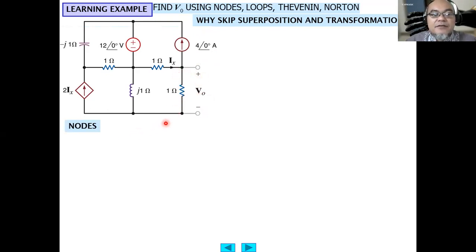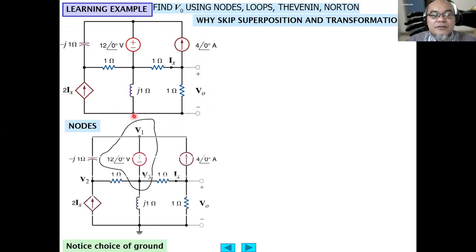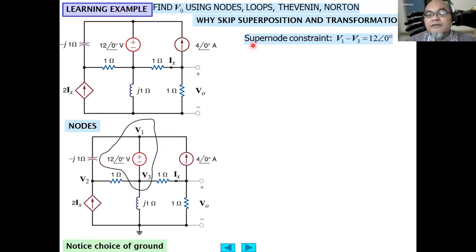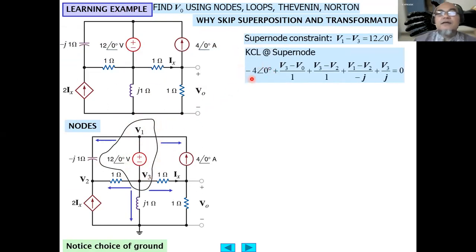Look at the nodes, the choice of the ground over here, and we choose this to be the super node. Then the constraint of the super node will be V1 minus V3 equals 12 volt with a phase angle of 0 degrees. From this, you can calculate KCL at the super node. Minus 4 is from this current source, because the current is going towards the super node, so we assign it a negative value.